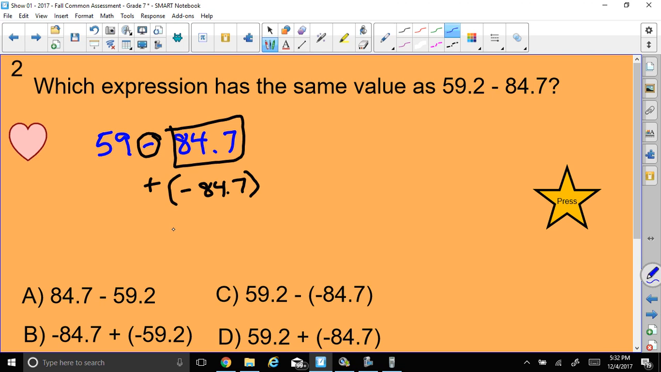84.7, and we're adding 59, I forgot the 0.2, 59.2 to it. So now it's just a matter of seeing which choice is that 59.2, and there it is in choice D, plus negative 84.7. So notice I didn't have to do all this subtracting or adding to get my answer, so I just remembered my rules. So it's good to remember your rules.